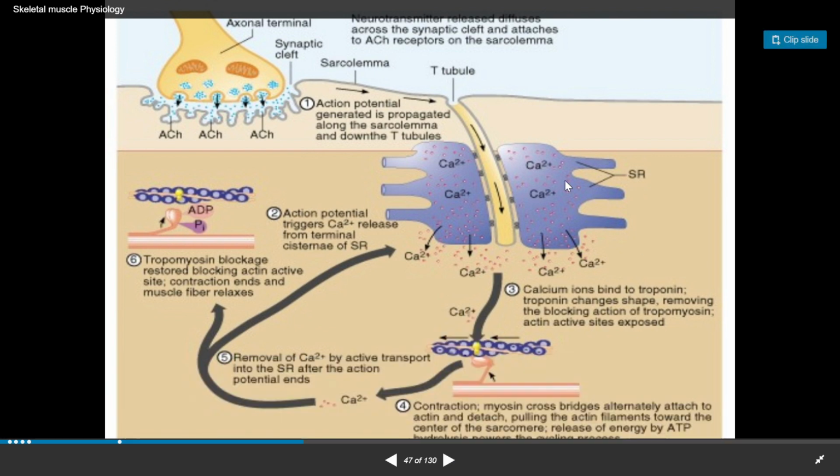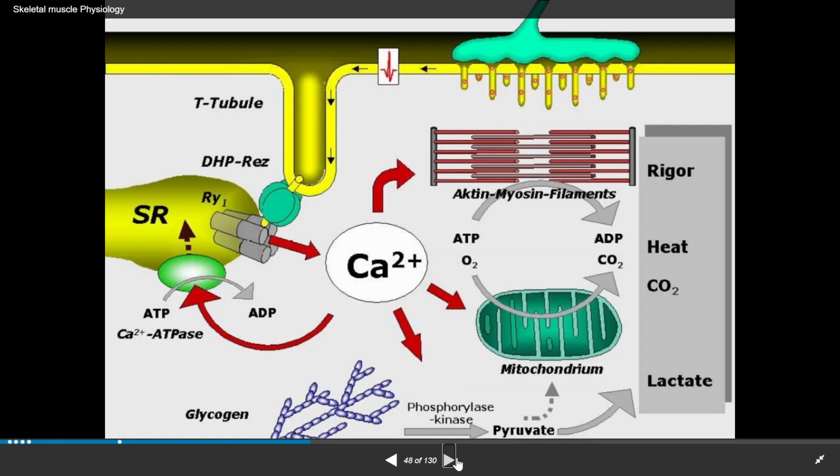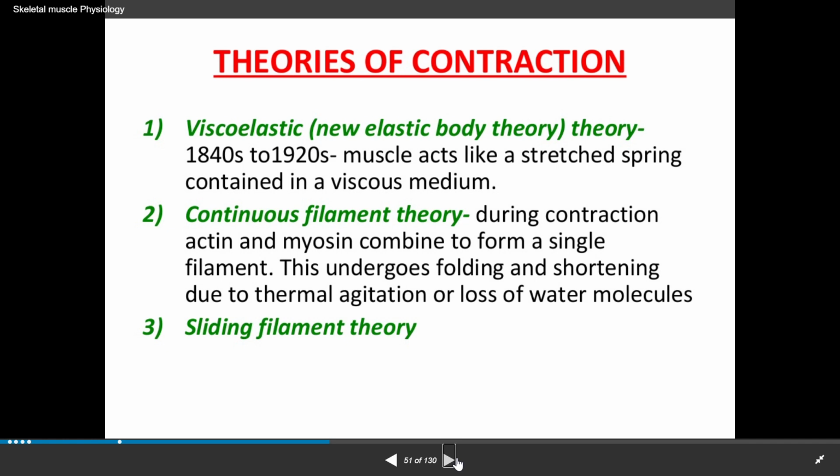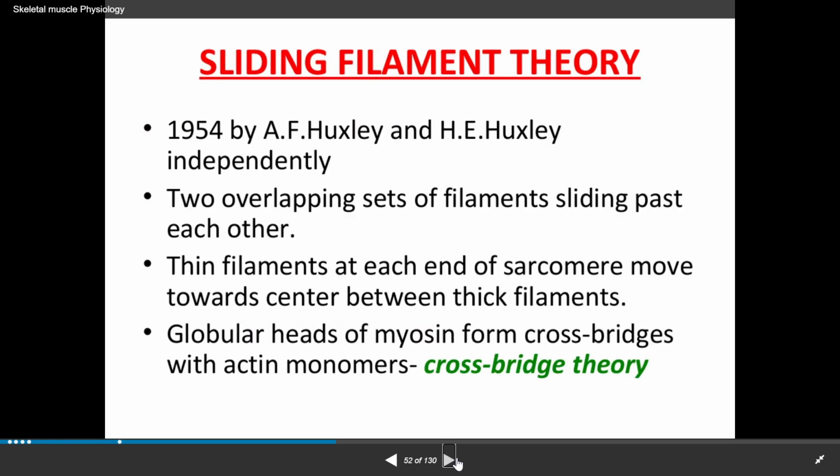So you have to remember that the ATP usage in relaxation is more than in contraction. That is very important. We can call it sliding filament theory, walk along theory, rolling theory. Many names have been given. Okay, cross bridge theory.